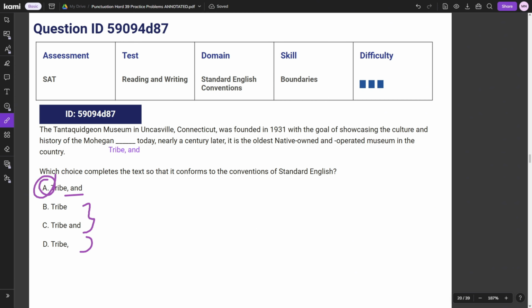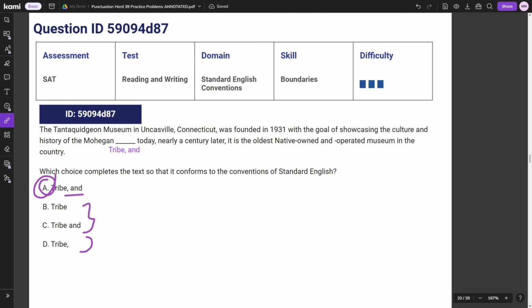Alright, I went ahead and plugged it in, and our punctuation here is a comma and a fanboy, which is used to connect two complete sentences. So let's check. Is everything before the comma and a fanboy a complete sentence, which means, does it have a noun and a verb? And is everything after the comma and a fanboy a complete sentence? Does it have a noun and a verb?